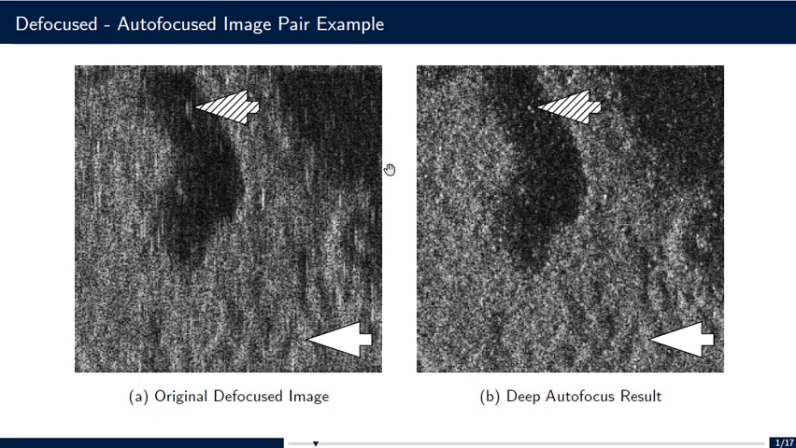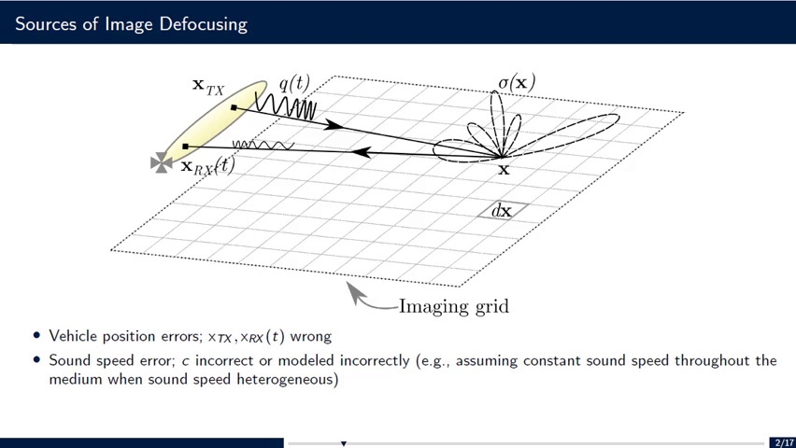The second area I want to highlight is the lower arrow, which shows seafloor texture that is diminished due to defocusing. We see on the right image that this texture is a bit more pronounced when the image is well focused. So what are the sources of image defocusing?